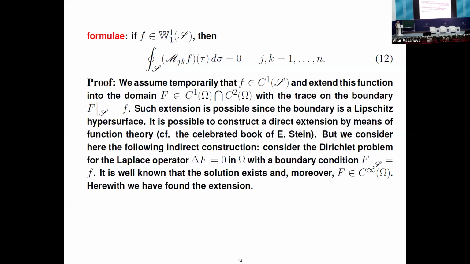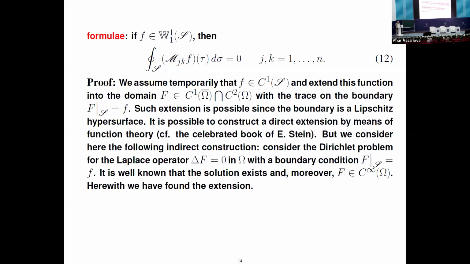For the Stokes formula, you need only that the function is in Sobolev space W1. I mean, the function and its derivative belong to L1, integrable functions. If it is so, the Stokes formula works. But in our case, we suppose that the function is smoother. For example, two derivatives exist and belong to L1, that is, the function belongs to Sobolev space W2.